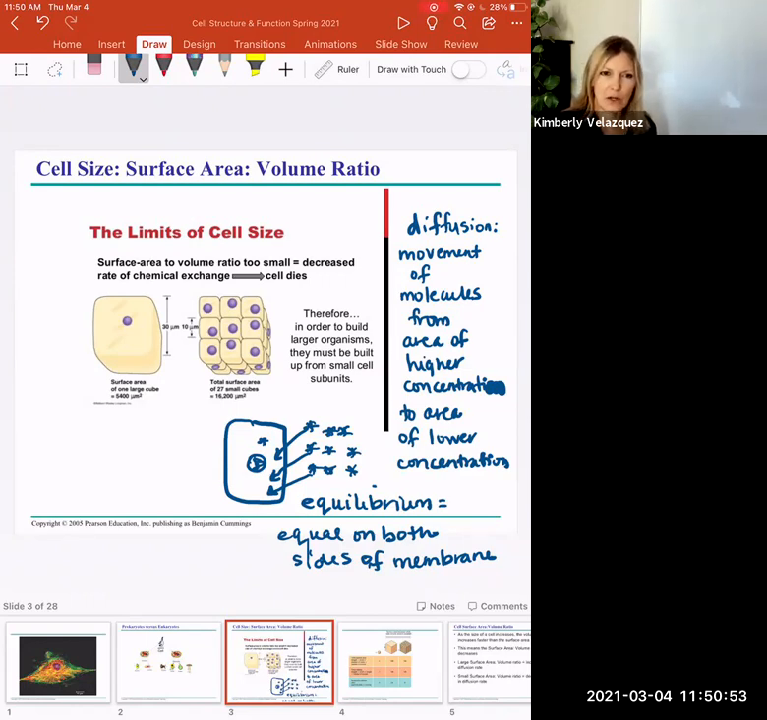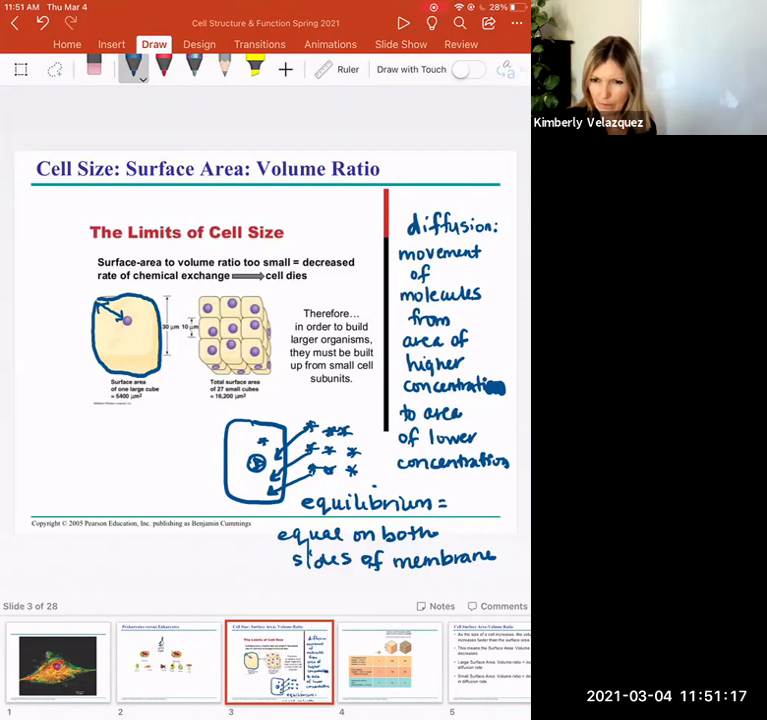So if you have a really big cell, let's look at this picture here. This is a pretty fat cell. Consider the surface area: imagine the whole outside of the cell in 3 dimensions all the way around. And then this area is the volume. So that's the volume on the inside. The whole outside is the surface area.